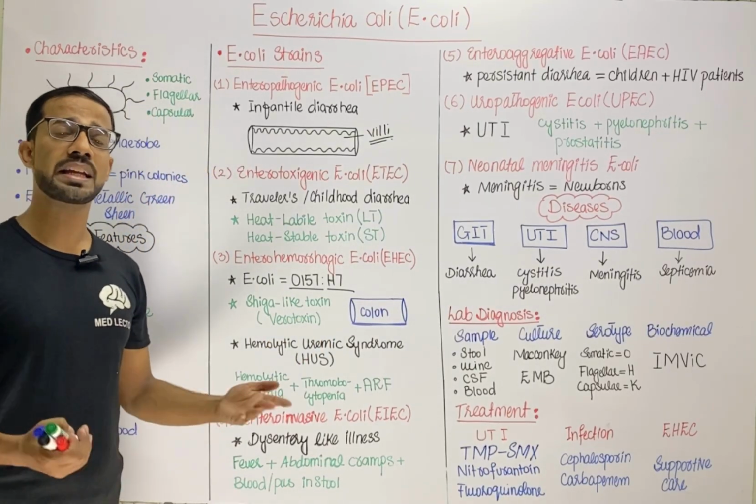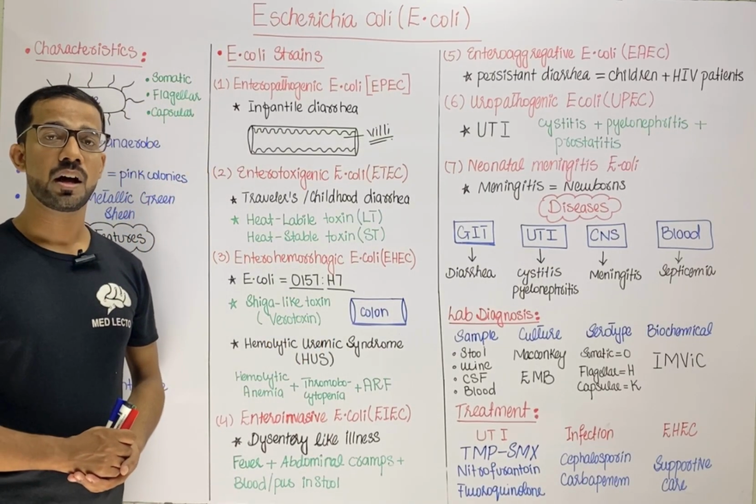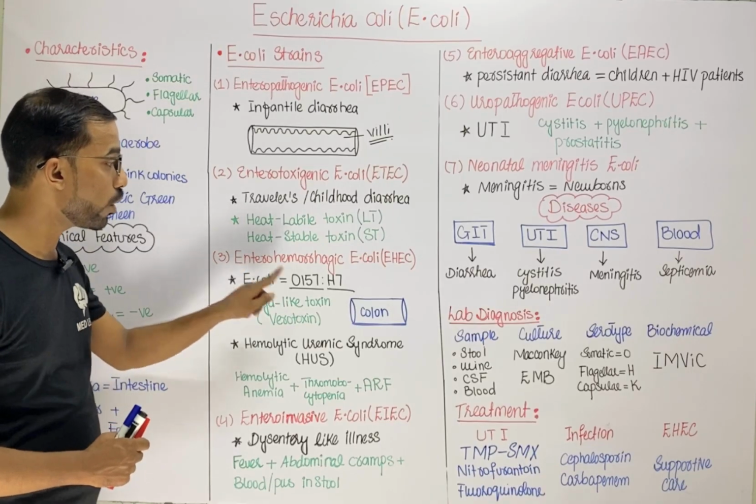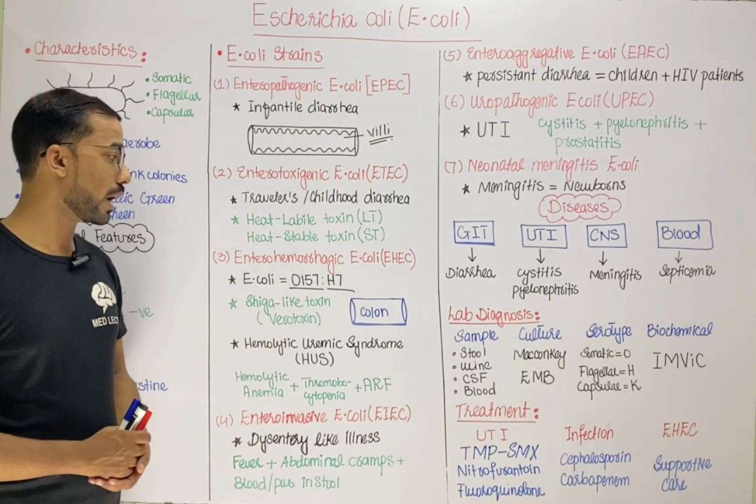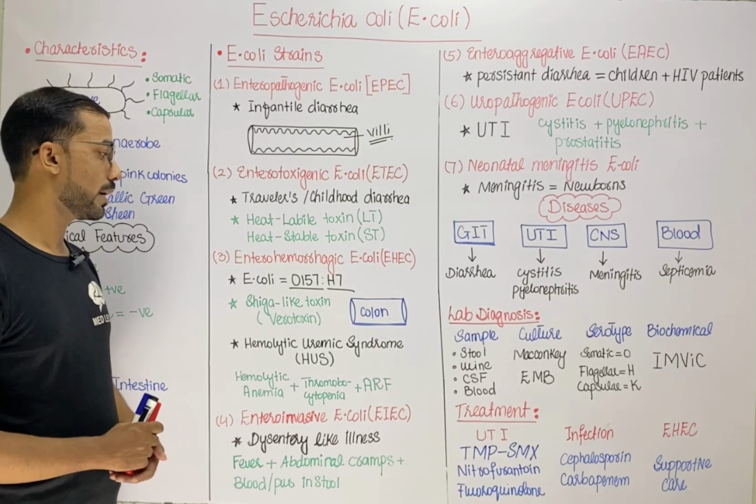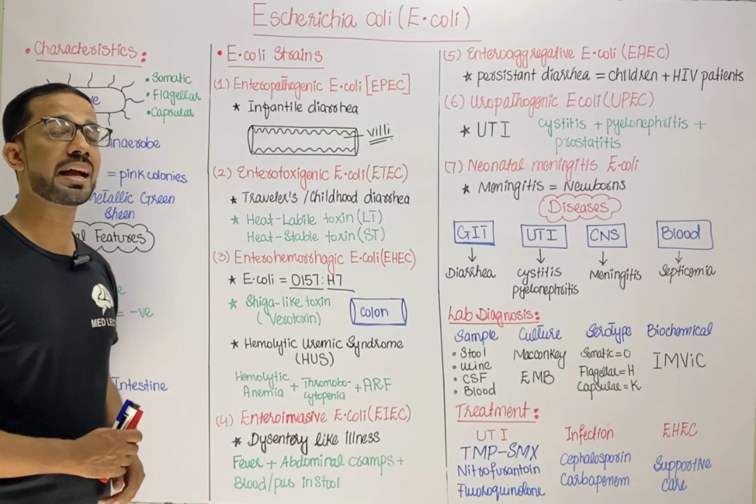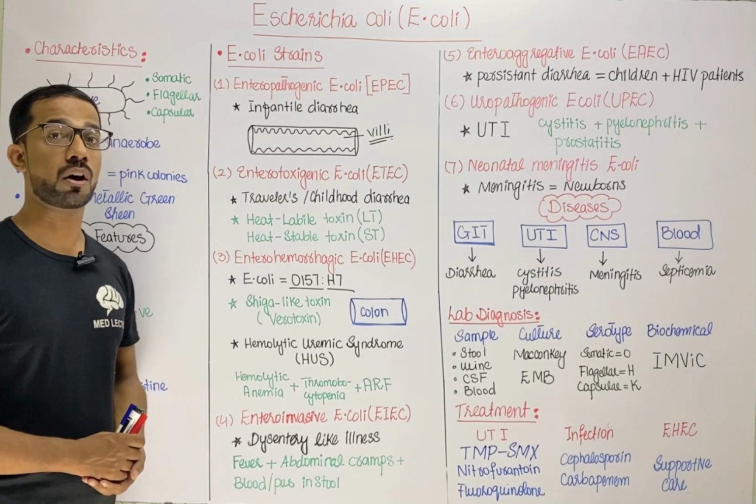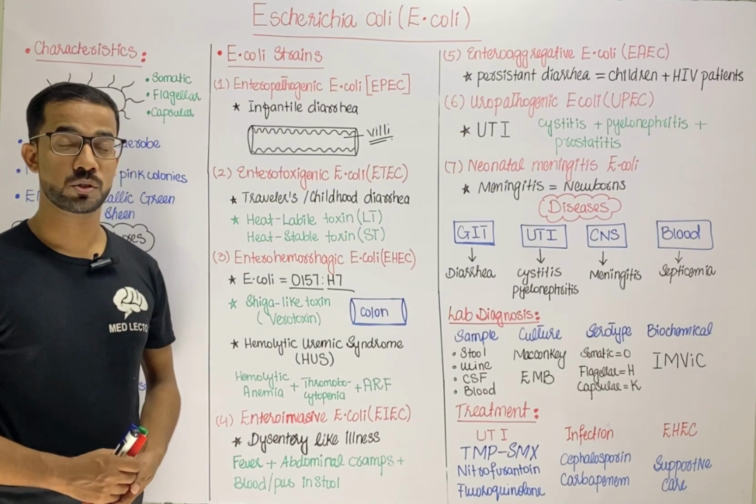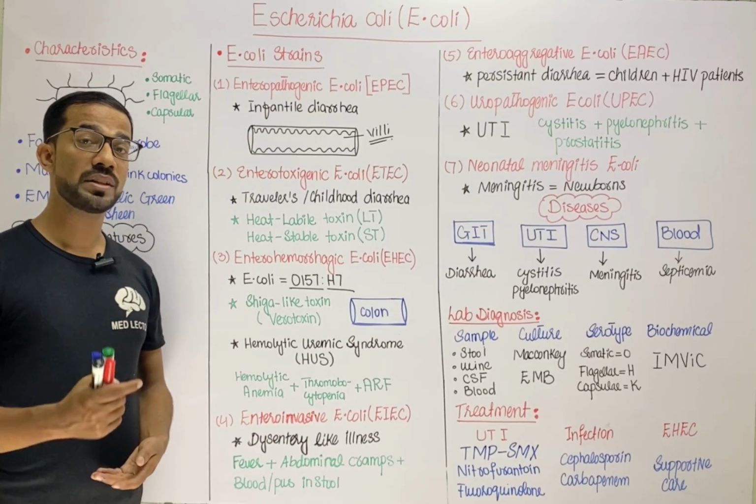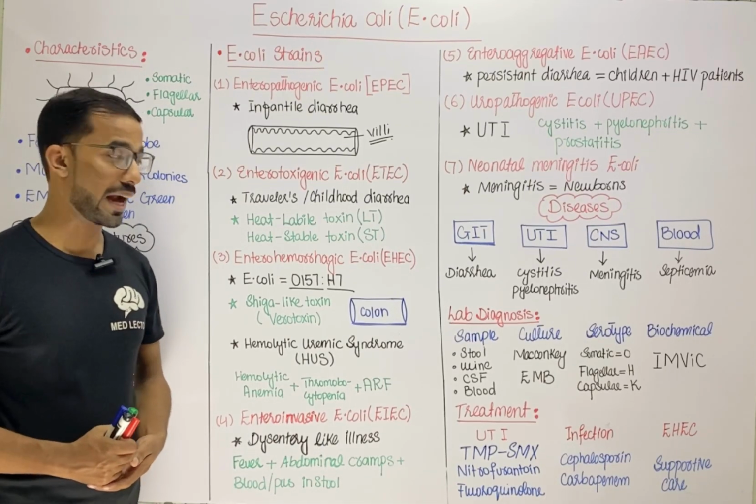A lot of somatic antigens and the flagellar antigen are present in that case, but most specifically the O157:H7 strain causes the enterohemorrhagic problem. It produces the Shiga-like toxin, which is also known as the verotoxin, and it causes the stool with blood. So that is the important thing.